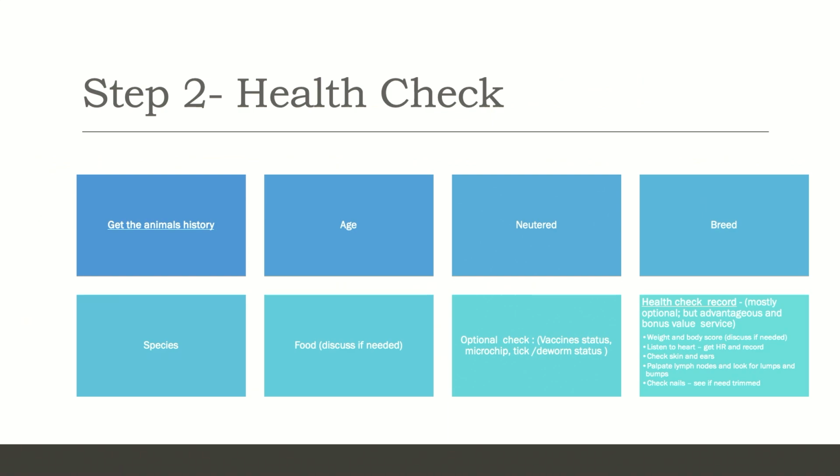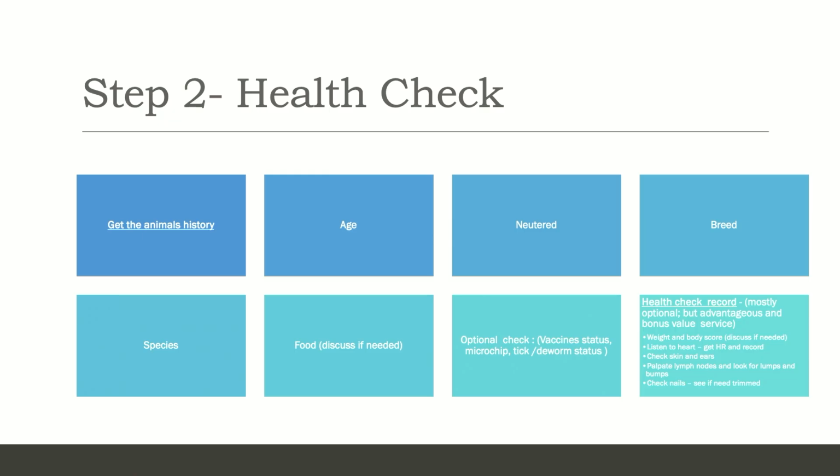You should always do an overall health check, even if you're just there for a dental clinic. So it's important to get the animal's history, their age, nutrient status, breed, species. You might want to discuss diet because that may be affecting their dental disease. An optional check, or what I call an opportunity check, would be to check the vaccination status, whether they're microchipped, are they ticked or dewormed recently as well.